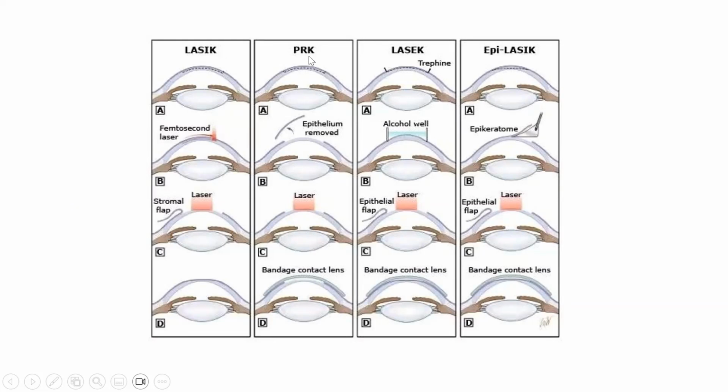In PRK, that is photorefractive keratectomy, the epithelium is removed by one of many ways. The excimer laser is applied and a bandage contact lens is put. In LASEK, which is the laser assisted subepithelial keratomileusis, we first do a partial trephination of the cornea, and alcohol is applied onto the anterior surface of cornea to loosen up the epithelium, and an epithelial flap is made. The excimer laser is fired, the epithelial flap is repositioned, and a bandage contact lens is put.